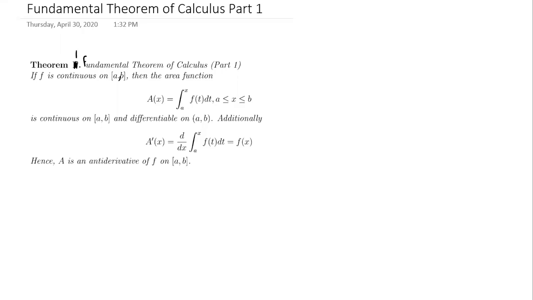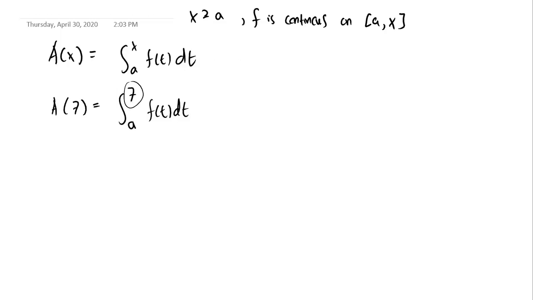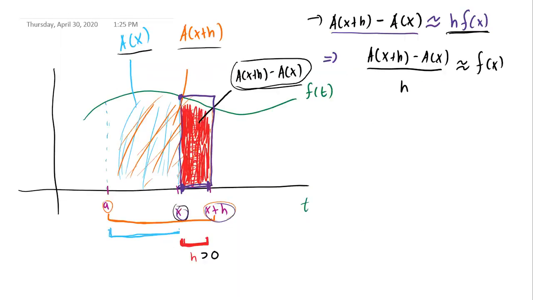Hello class. This is the third video on section 5.3. In the previous video, we went through the whole process of approximating the net area bounded in the interval x to x plus h. We ended up using a one rectangle approximation, approximating that area by h, the length of the interval, times the height, given by f of x using the left endpoint.